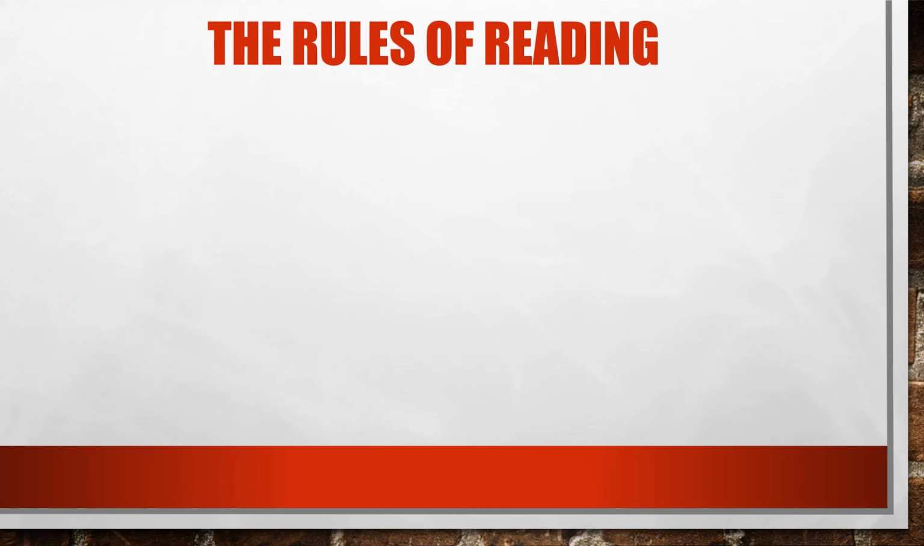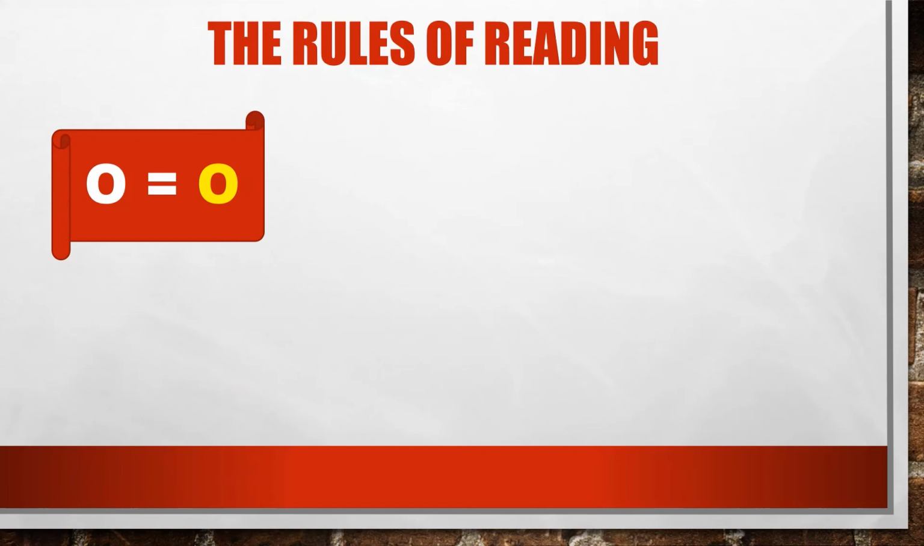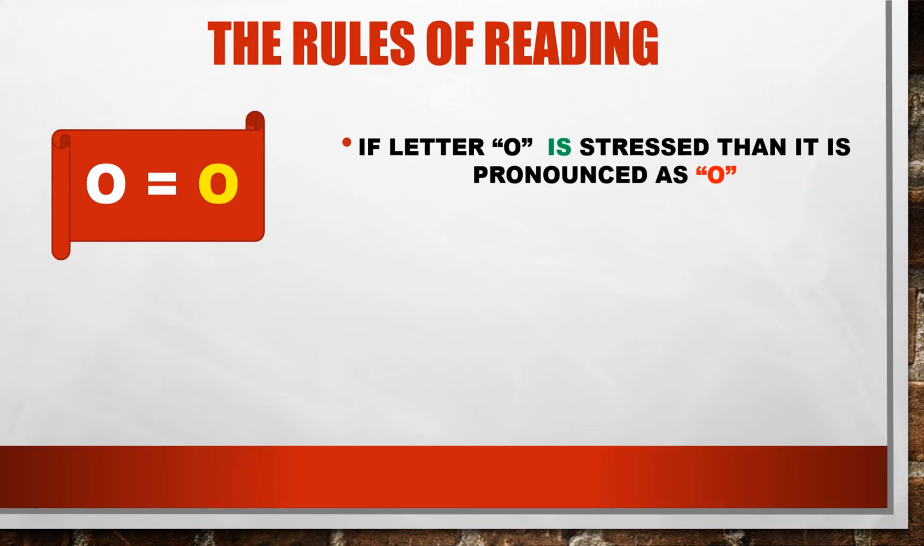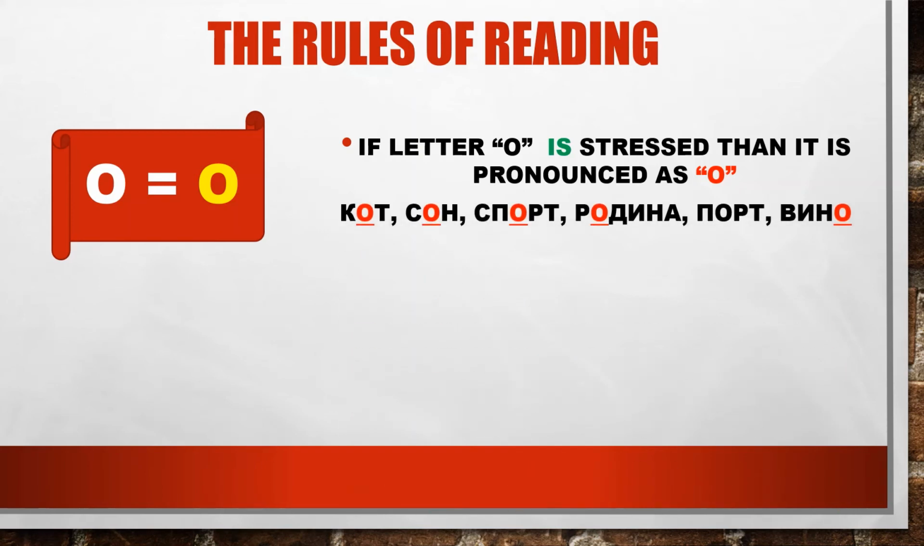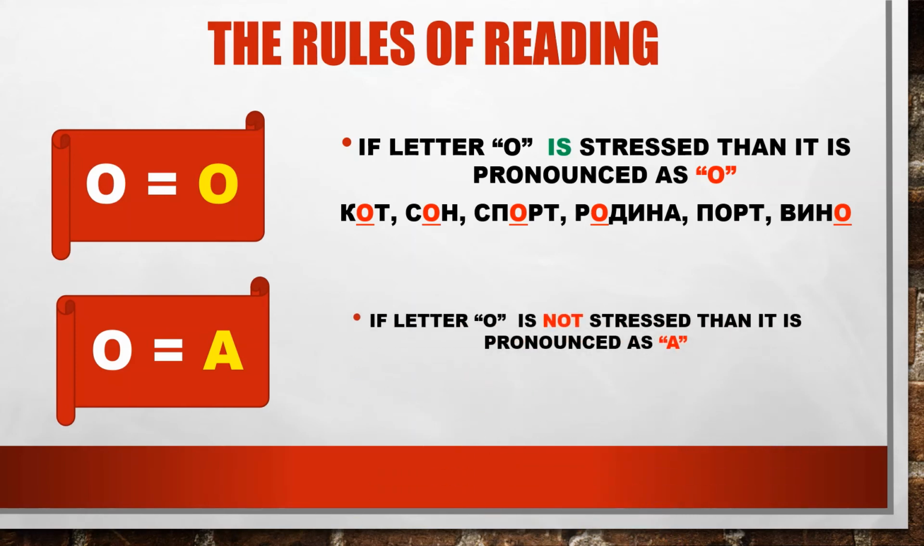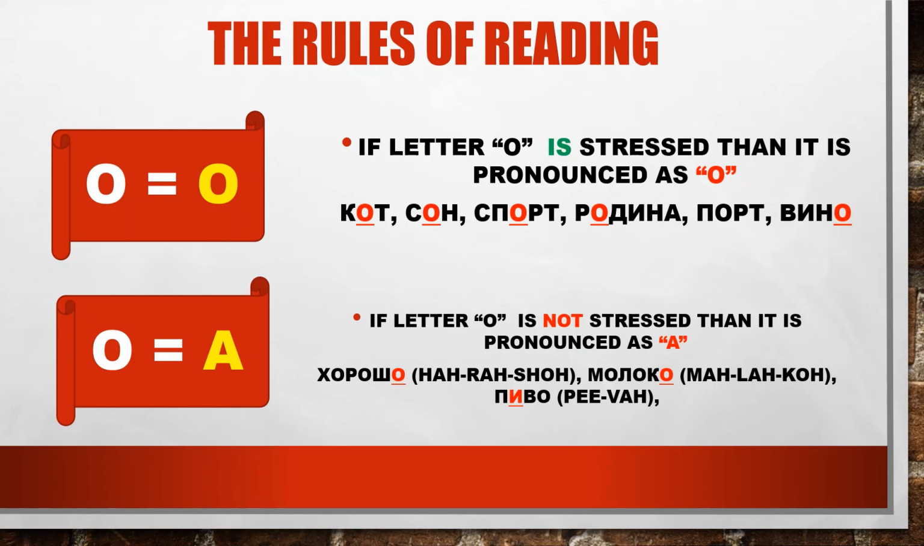Now we're going to have a closer look at the rules of reading. The letter O can be read as O if it is stressed, like in кот, сон, спорт, родина, порт, вино. If the letter O is not stressed in a word, then it is pronounced as an A sound, like in the words хорошо, молоко, пиво. In the words хорошо and молоко, both have three syllables, and the stress is on the last syllable, on the last O, so all the previous O's are pronounced as a wide A.